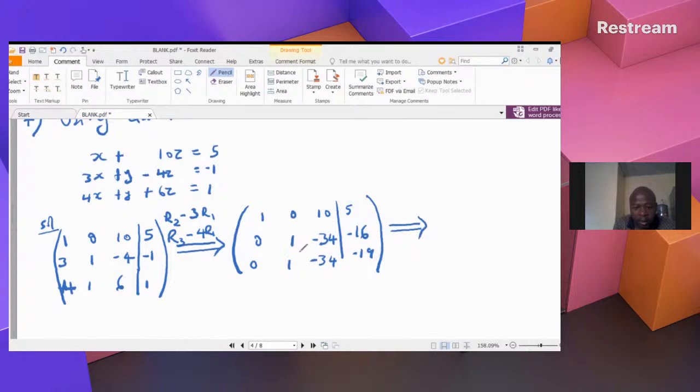Now I have this one. I want to use it now to create a 0 below it. So I know that I'll be taking row 3 just minus row 2. So row 1 remains where it is. Five. Row 2 remains where it is.